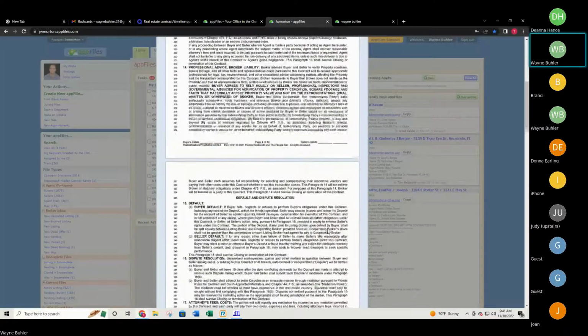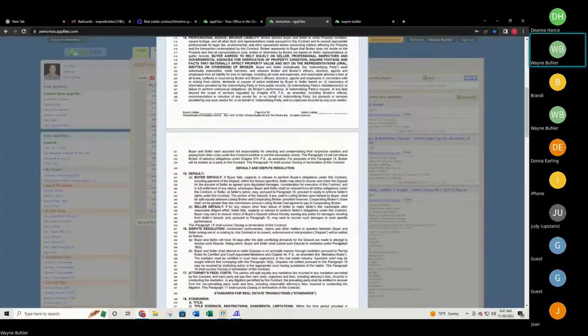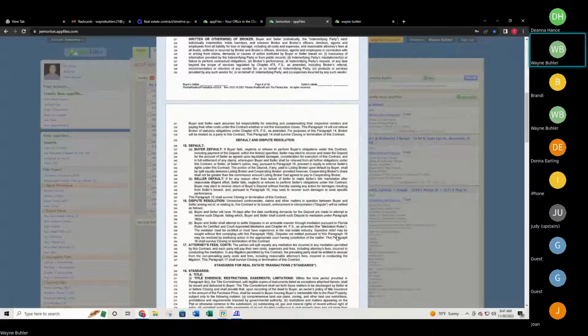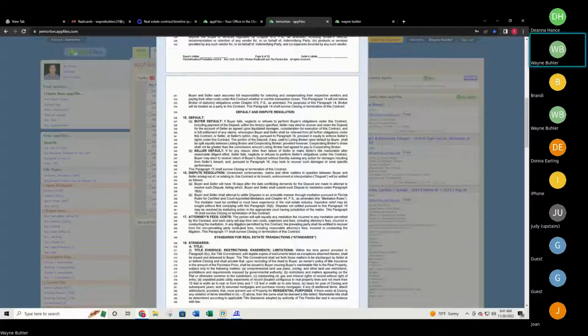Right. The important thing is when you go to court, the loser has to pay both attorney's fees, it can run into many thousands and thousands of dollars. So here we go. Attorney's fees, costs. The parties will split equally any mediation fee incurred in any mediation permitted by this contract, and each party will pay their own costs, expenses, and fees, including attorney's fees incurred in conducting the mediation. In any litigation permitted by this contract, the prevailing party shall be entitled to recover from the non-prevailing party costs and fees, including reasonable attorney's fees incurred in conducting the litigation.